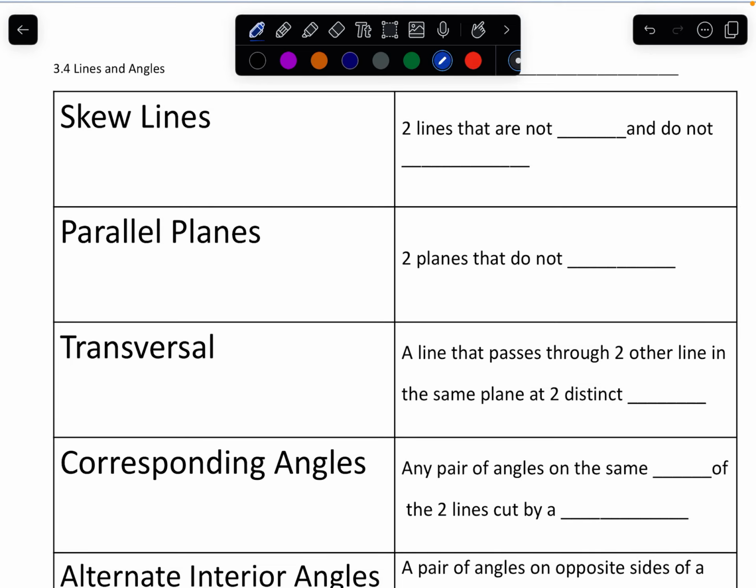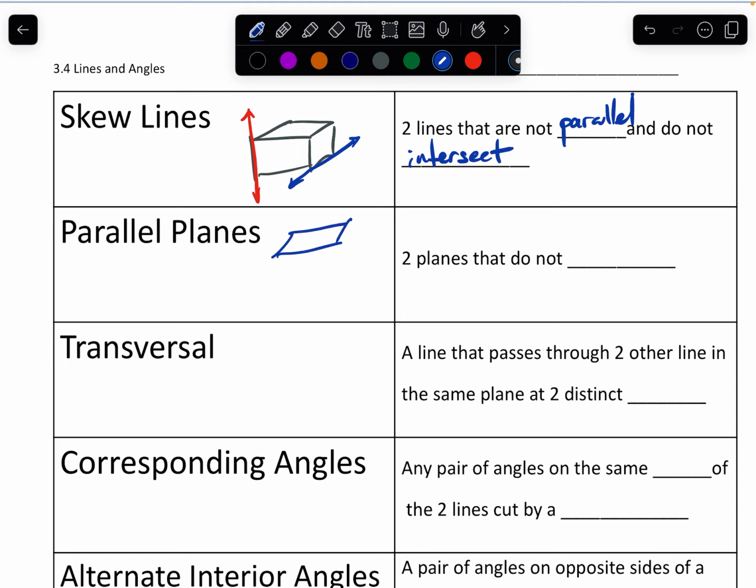So we're going to go through lines and angles for 3.4. Well, skew lines are two lines that are not parallel and do not intersect. Okay, so imagine a box, because it helps you visualize it. You can have one line vertical right here, and another line going through this in this direction right here. These two lines are not parallel and they will never intersect. These are skew lines.